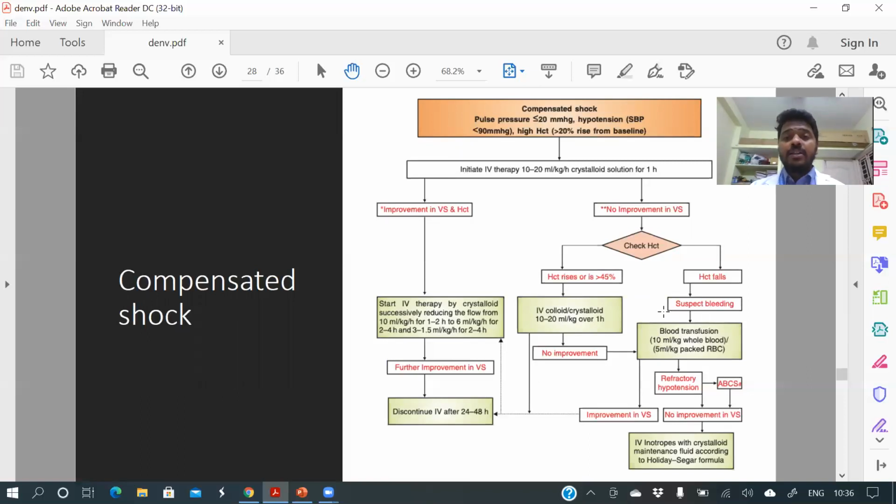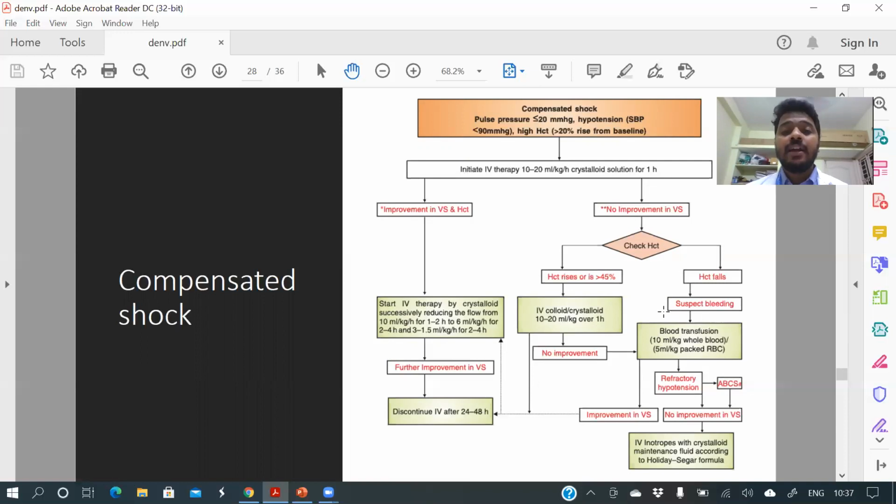So compensated shock is a condition where BP alone is normal, but the patient is having tachycardia, CFT is prolonged, and the peripheral pulses are very poor, and the patient is also having cold, clammy extremities, and pulse pressure is very low, but BP alone is normal. So these patients come under the group compensated shock.